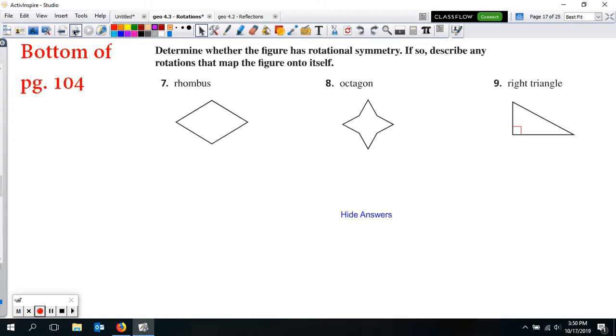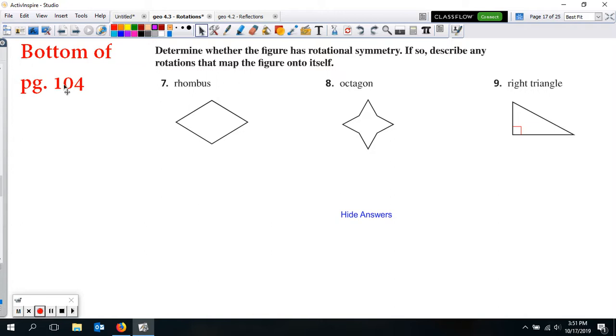All right, so I want you to try these 3 right here on the bottom of page 104. So go ahead and just copy the figure down. Rhombus, octagon, it's an 8 figure, it's not a regular one, but just go ahead and copy it down, kind of looks like a Chinese star there, and then a right triangle. So copy 7, 8, and 9 down on the bottom of 104. Copy these figures. It's not on your extra practice.